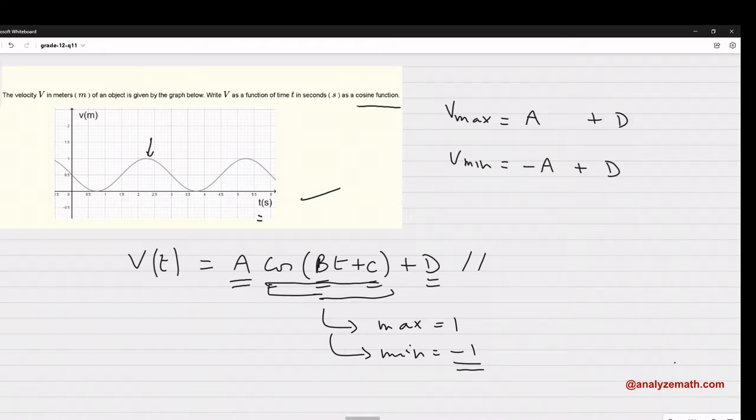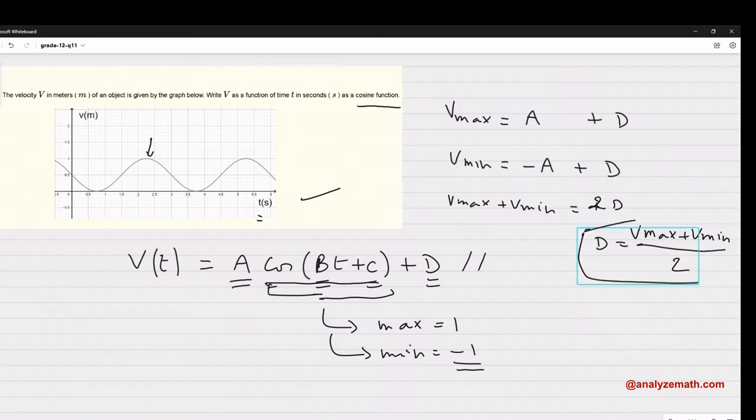Good. Let's add Vmax plus Vmin, the left side. Now we add this side here. So a minus a goes, and that gives me 2d. That gives me the formula of d equal Vmax plus Vmin divided by 2. Good. So this is the first formula for d.